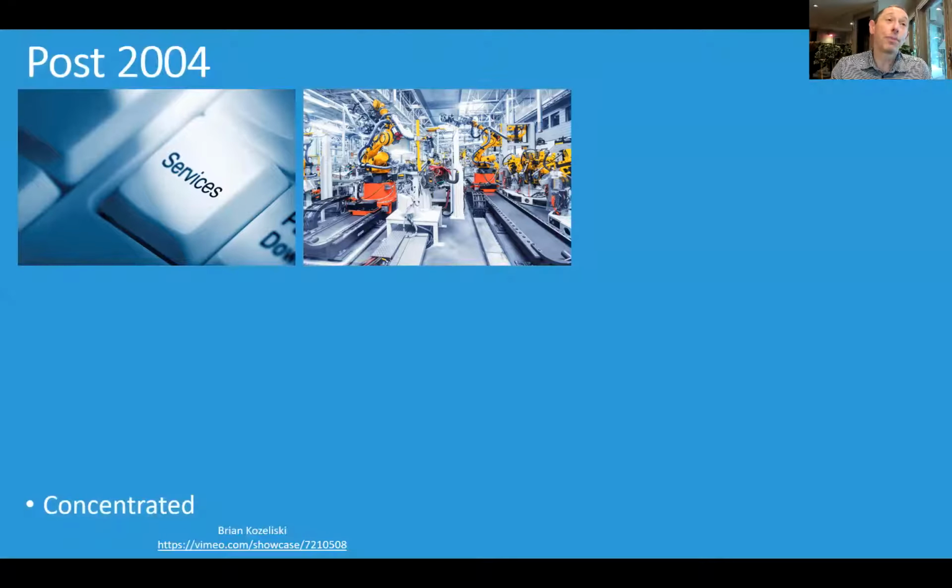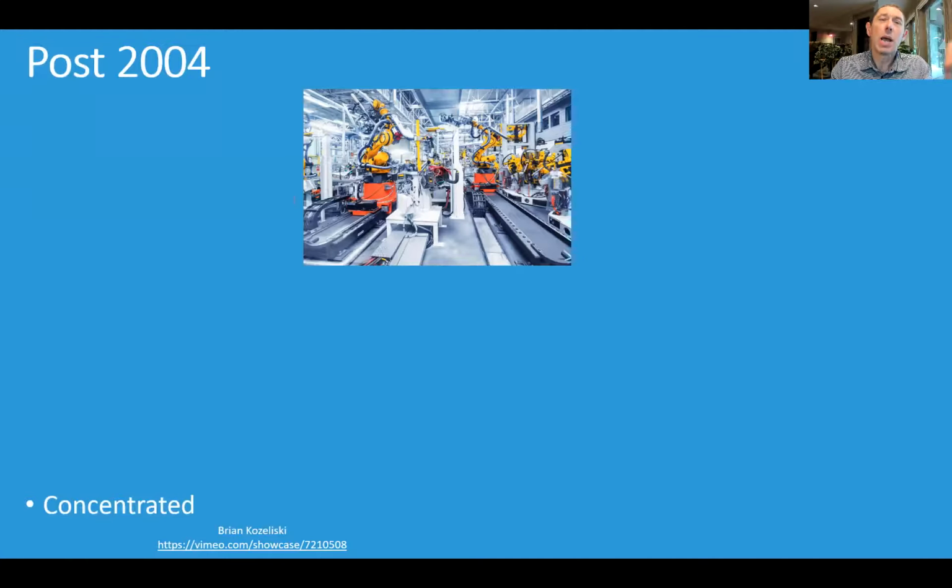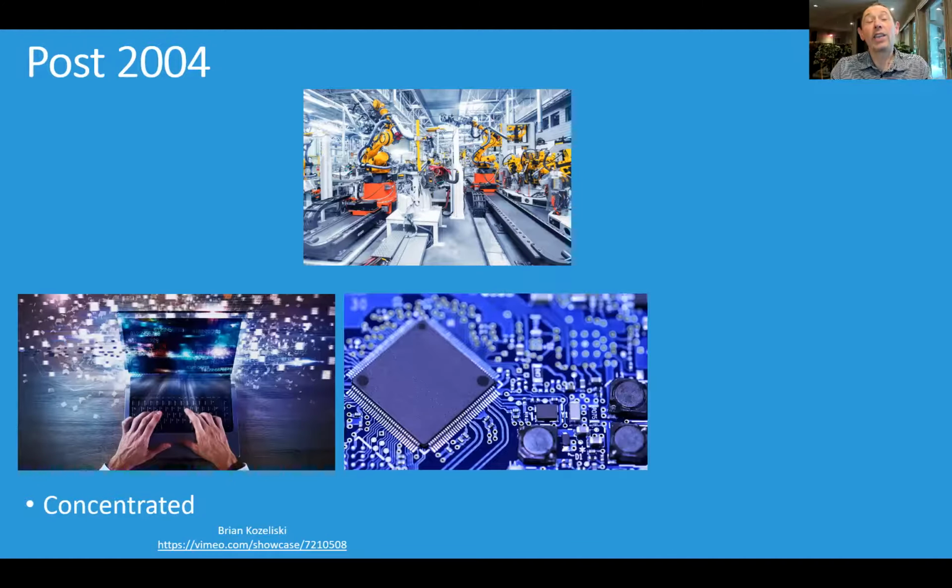Now we fast forward to this 2004 period, which was not very good. Again, we see concentration here, but in the wrong way. We actually don't see much going on with the services sector, but in manufacturing, we see a decline in productivity, largely due to the fact that the productivity gains we saw from computers and semiconductors just are no longer materializing. So again, very segregated here.